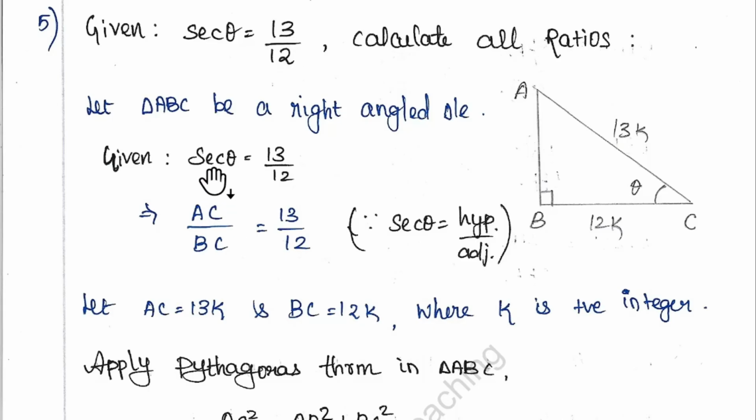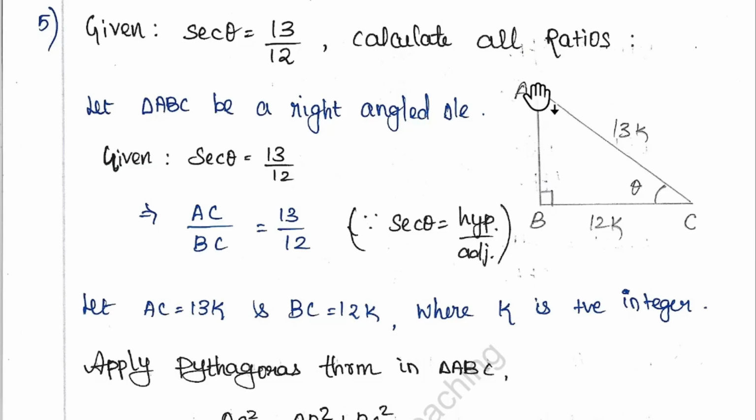So, let us take secant theta is 13 by 12. What is the secant theta formula? Hypotenuse by adjacent. I'm taking theta in the place of C. You can take it as A also, that is your wish. Okay, so I'm taking it as C as theta. So theta's adjacent side will be BC, and hypotenuse side will be AC. So secant theta formula is hypotenuse by adjacent. So AC by BC is 13 by 12. So let's take AC as 13k, BC as 12k.